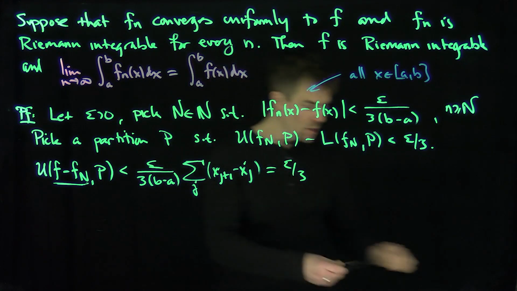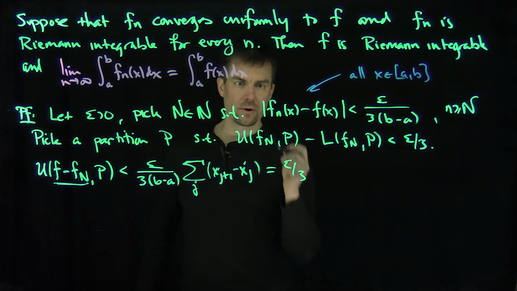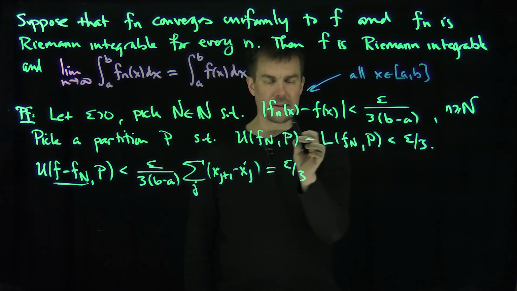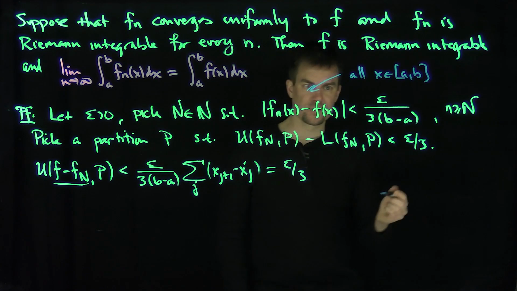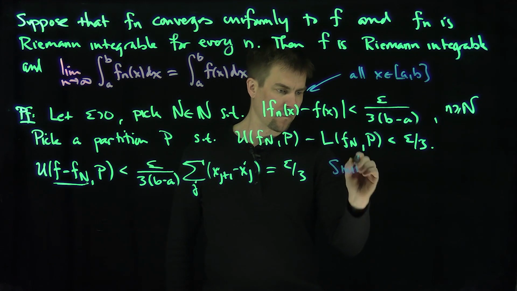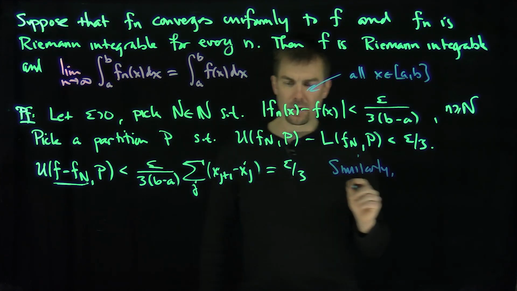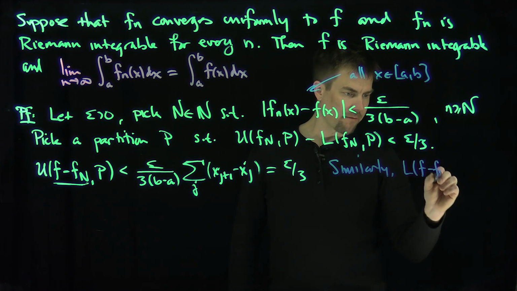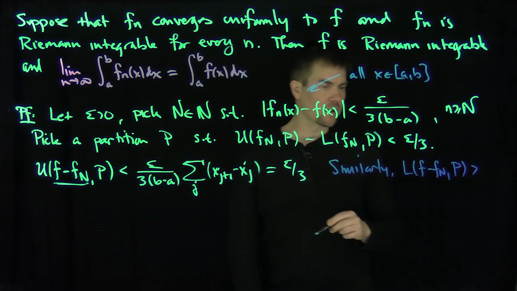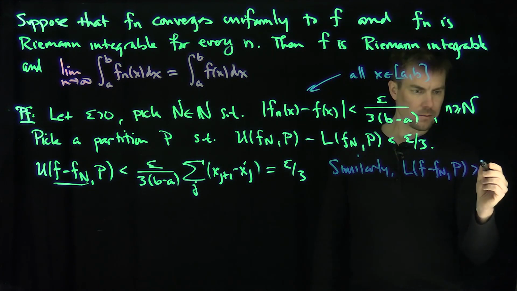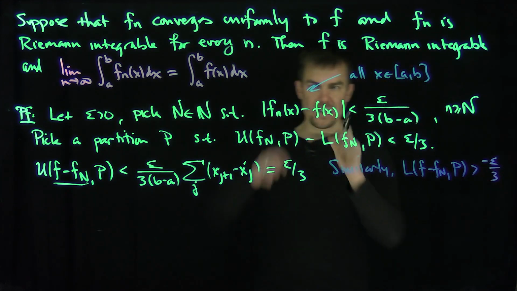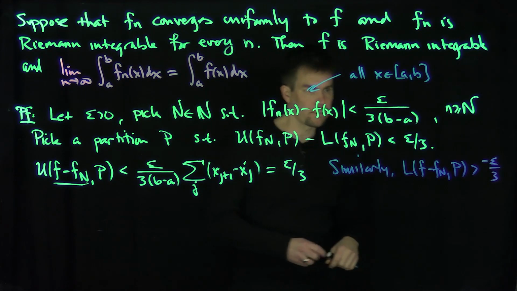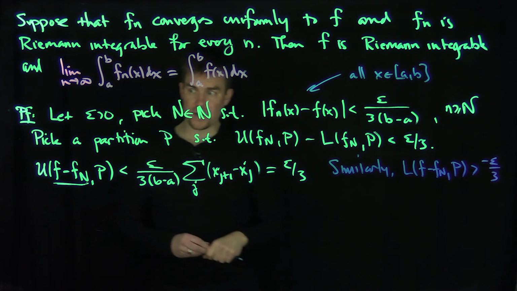Okay, so likewise, for the lower sum, I know that Fn minus f of x is bigger than negative epsilon over 3(b minus a). Similarly, the lower sum of f minus Fn on that partition is bigger than negative epsilon over 3, because the infimum is definitely bigger than negative epsilon over 3(b minus a), times b minus a. So now I have those two estimates.